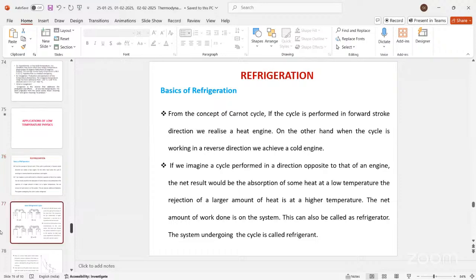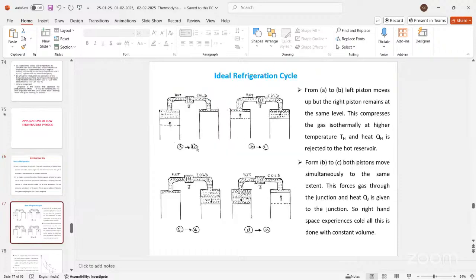Okay, here we have the ideal refrigeration cycle. What will happen in this ideal refrigeration cycle? So you have this topic in our lesson also.